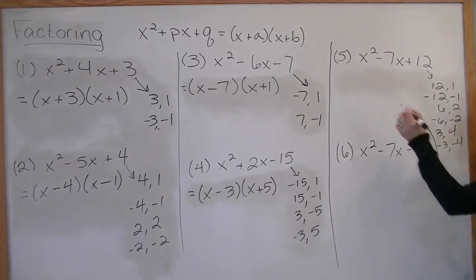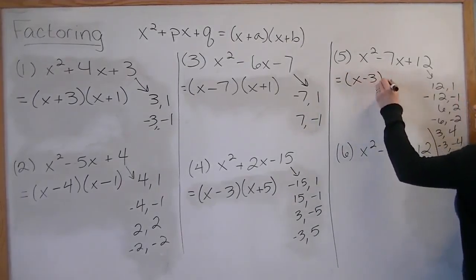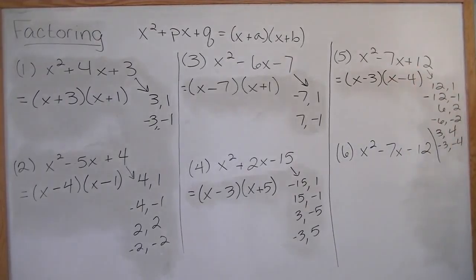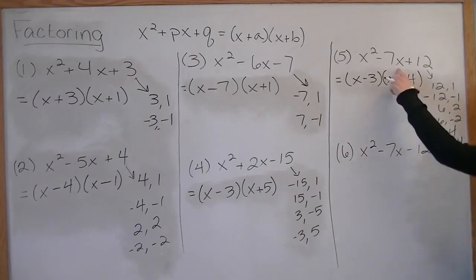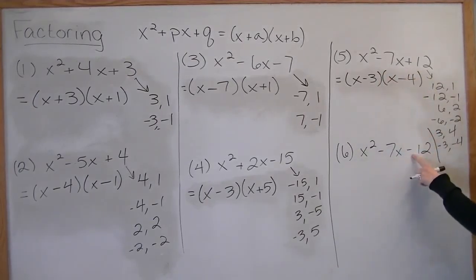So here are our a and b. So x plus negative 3 times x plus negative 4. There is our factored form. Now notice to switch from this fifth example to the sixth example, all I did was change one sign. Instead of adding 12, I now want to subtract 12.